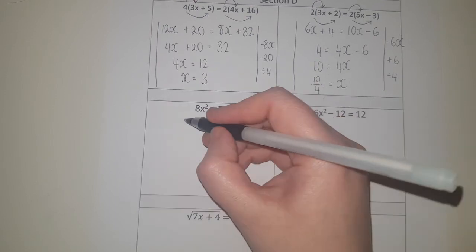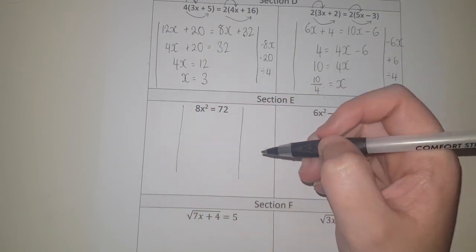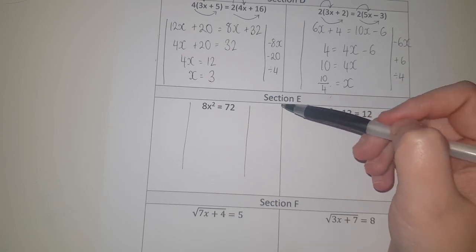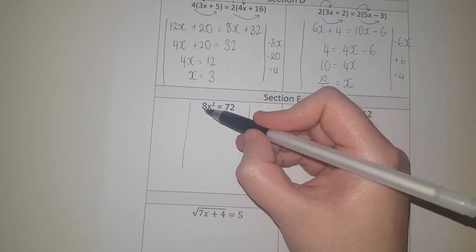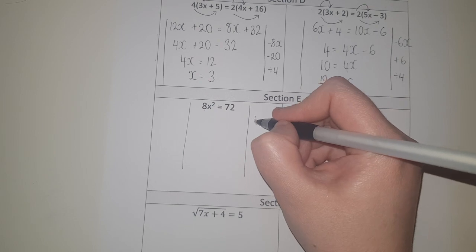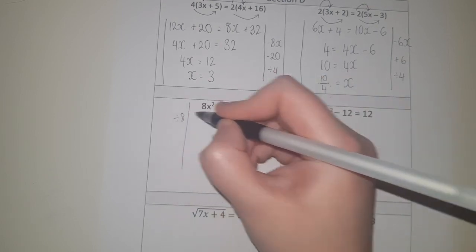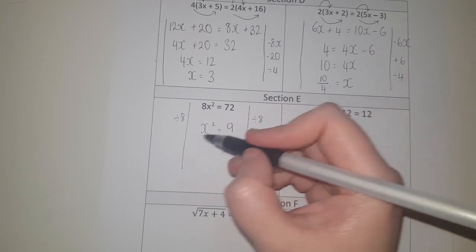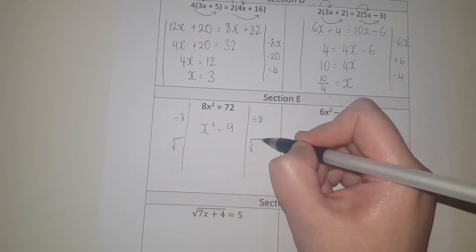Right, section E, where you've got squared terms in there. Remember, the squared bit itself is the last part to get rid of. So we start by getting rid of any multiple in front. We're going to begin by dividing by 8. That gives me x squared equals 9. The opposite of squaring a number is to square root.